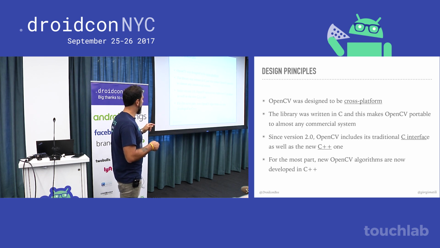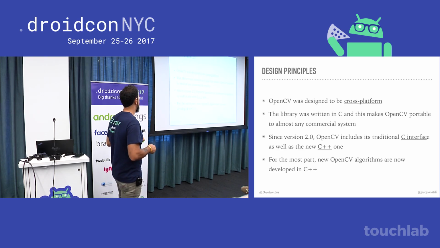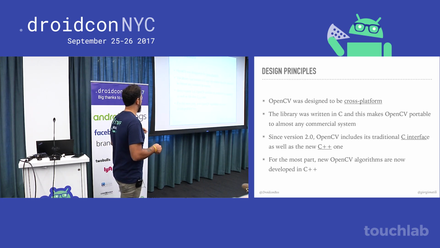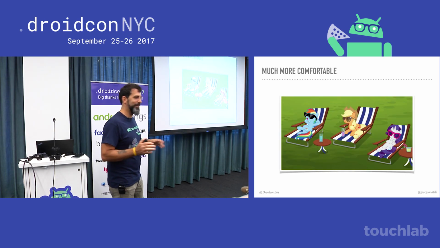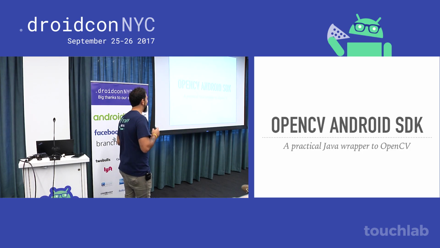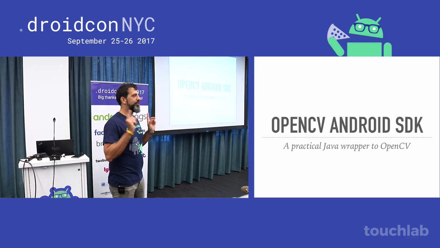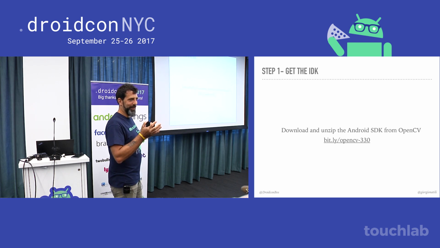And I was wrong. In 2.0 the transition to C++ started, not 2.4, sorry. For the most part, all the new algorithms are developed in C++, which is the difference. It's a little bit easier to manipulate, to understand, and to look at the code. Now you should feel a little bit more comfortable, and we can start to think how to use OpenCV inside Android. Has anyone ever tried to use OpenCV in Android? Okay, so this will be pretty straightforward for you.